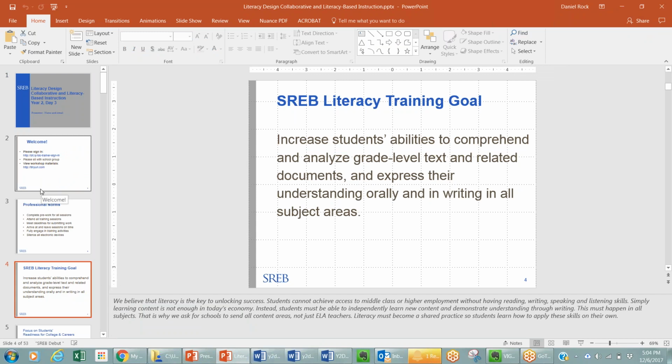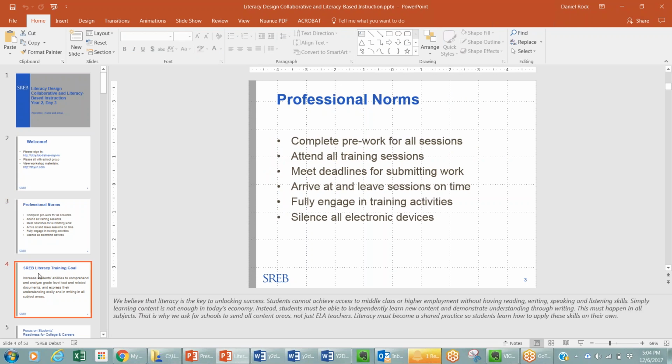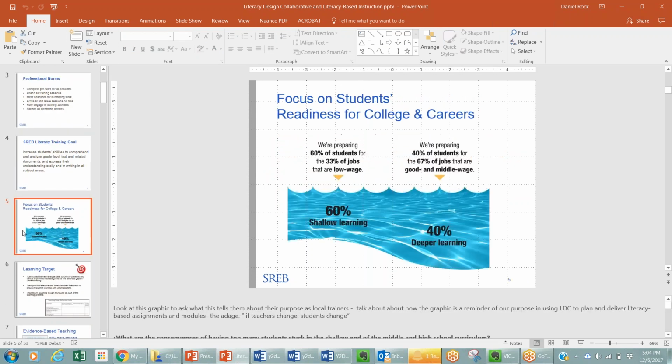So we have your general welcome, professional norms, and the big goal of the training. We go back to this staple slide because it really gets to the heart of what we're doing: trying to push our teaching into the deeper end because that's where the jobs are. Not because it makes us feel warm and fuzzy inside, but because that's what is required for our students if they want to move into the middle class or maintain a middle class lifestyle. That's what's going to have to be happening in their classrooms. And most of them don't have that.